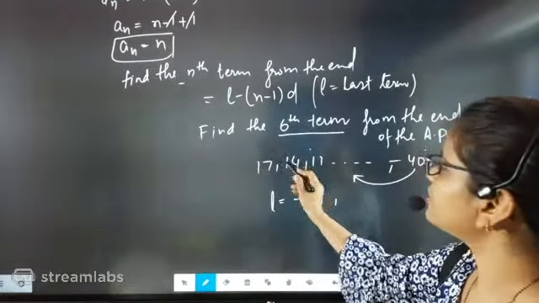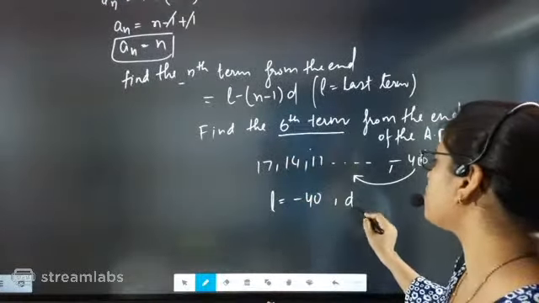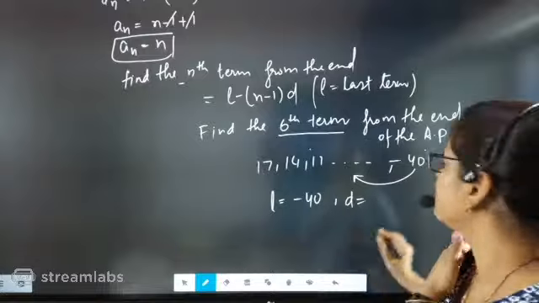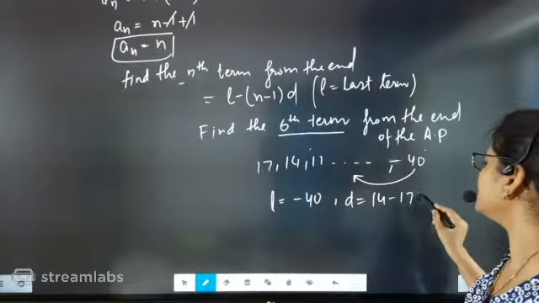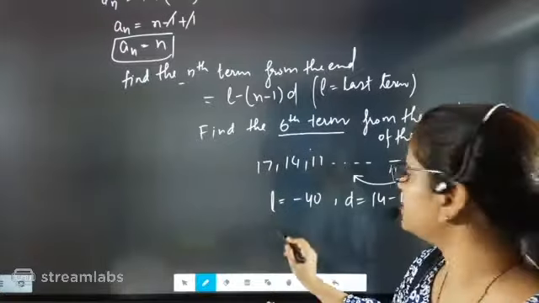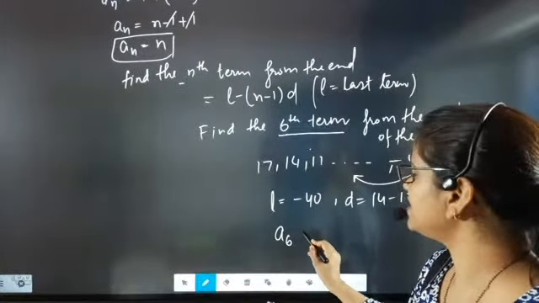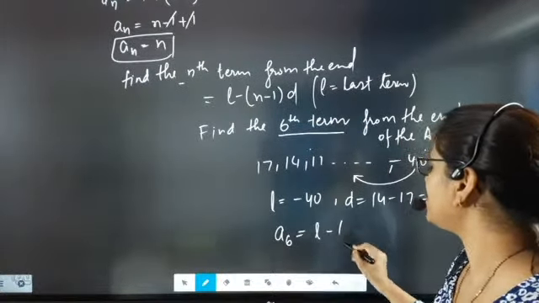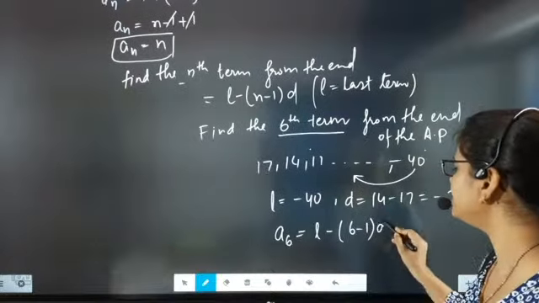Now we have to find the common difference. How to find the common difference? 14 minus 17. Finding the common difference will be the same. 14 minus 17 is exactly equal to minus 3. Now, the sixth term from the end, that is A6, is equal to L minus (6 minus 1) into D.